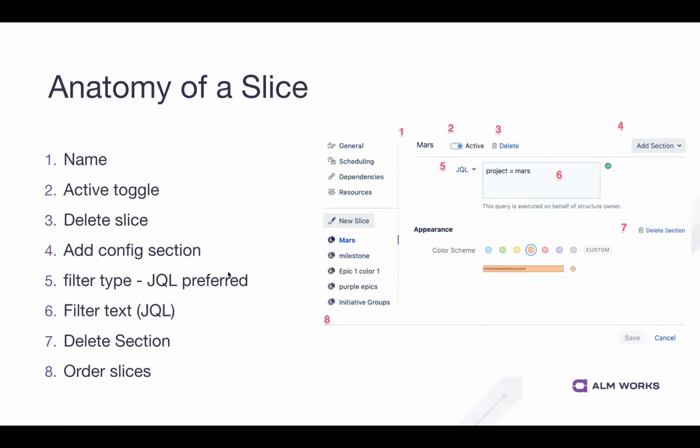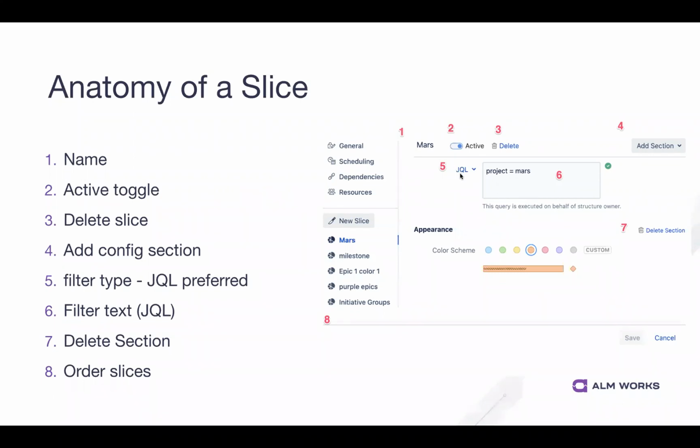Number 5 is the filter type. The default is going to open up to issue types, because often we'll see, I want epics treated like this, and I want stories treated like this, and I want bugs treated like this. Really simple things like that. Obviously, we can do the same with JQL. We can say type equals epic or type equals story.